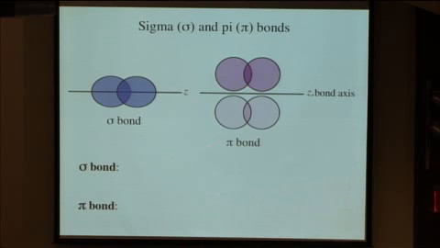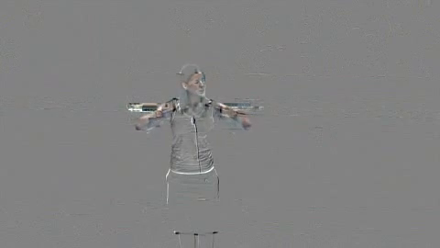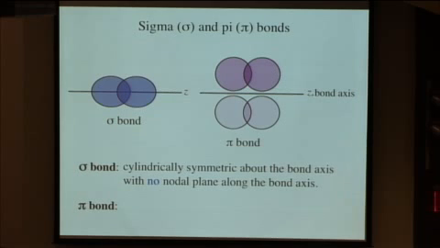And a sigma bond forms anytime you have two orbitals coming together and interacting on that internuclear axis. So we talk about a sigma bond as being cylindrically symmetric about the bond axis, and it's important to point out that it has no nodal plane across this bond axis.